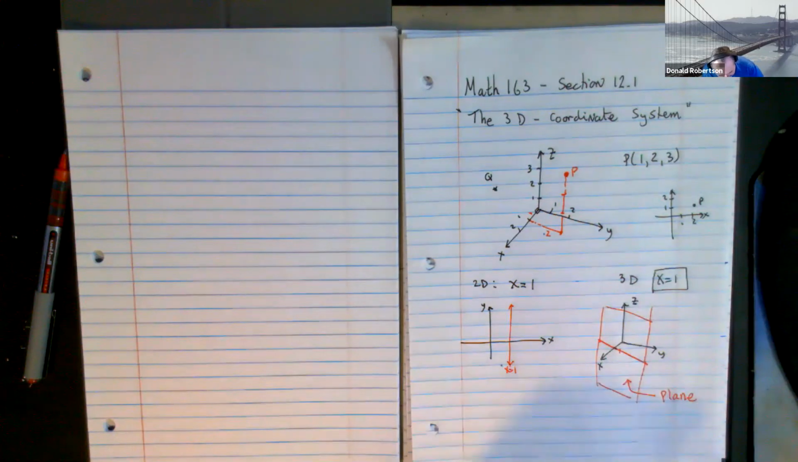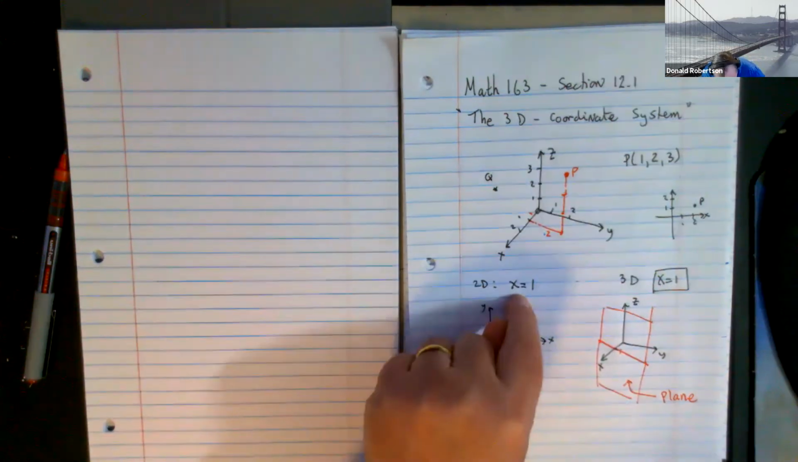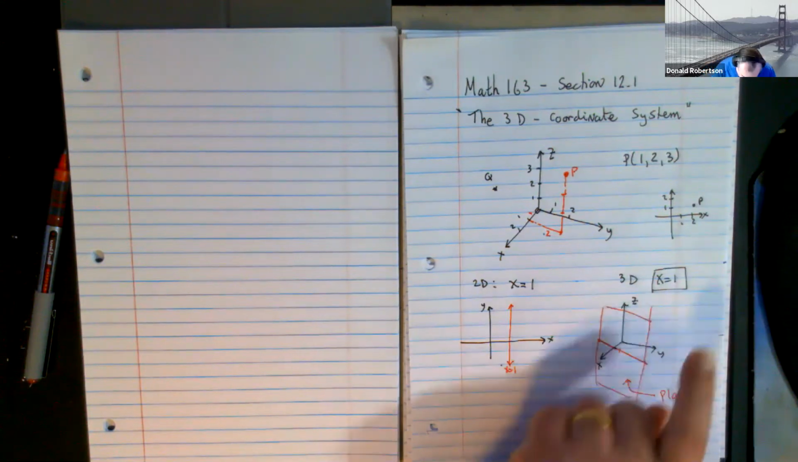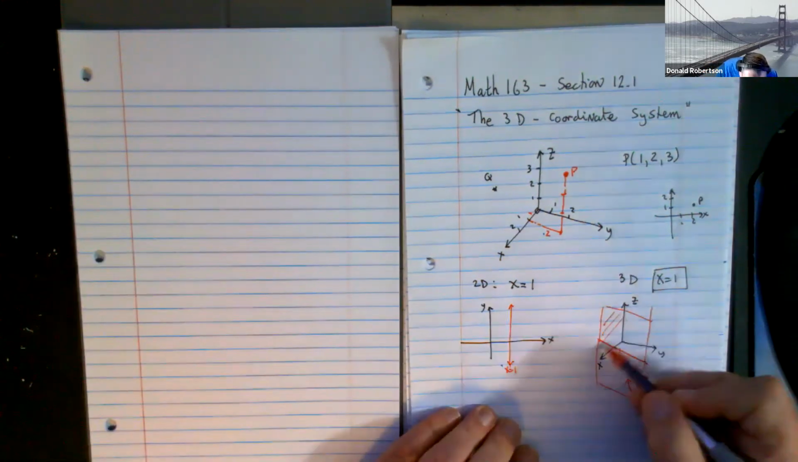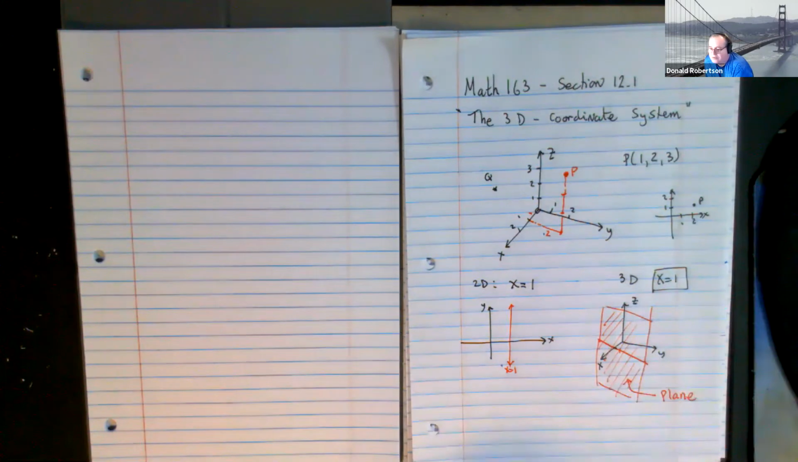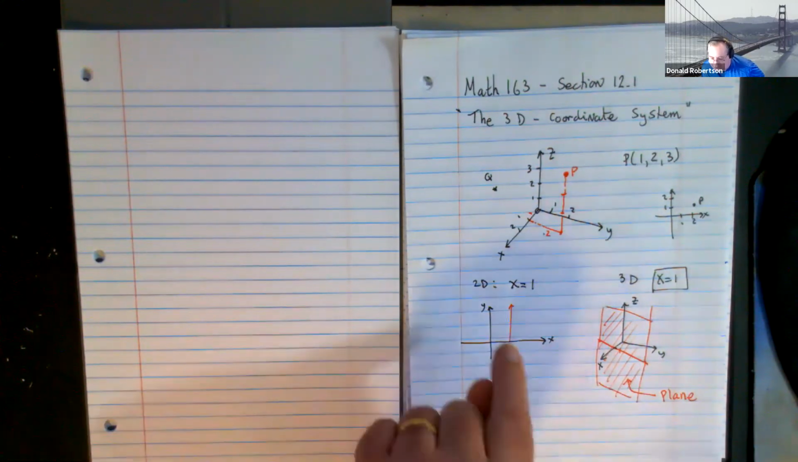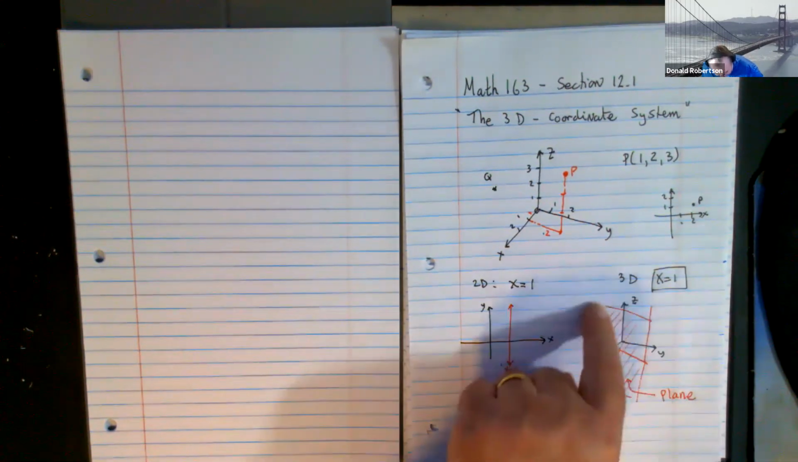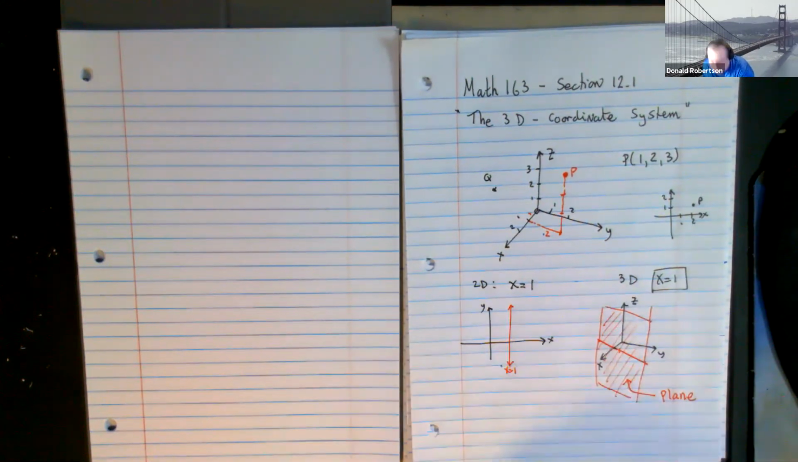So when you do a two-dimensional equation in x, and then you transfer it into 3 dimensions, do you see that what you get is now different? The relationship's true. Isn't this all the points in 2D who have an x-coordinate of 1? And isn't this plane all the points in a 3D space that have x equal to 1? So there's a distinct difference.